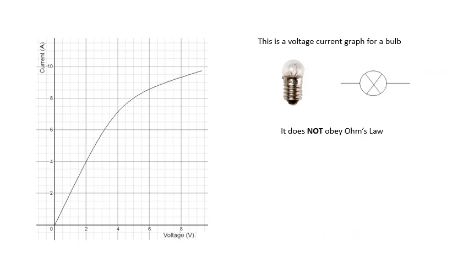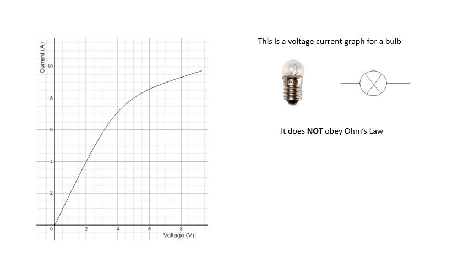Now, this component does not obey Ohm's law, and it's a lamp, or a filament lamp, or just a bulb. Likely the 6-volt bulbs you'll be using in physics lessons. The graph isn't a straight line. It does not obey Ohm's law. Its resistance changes.